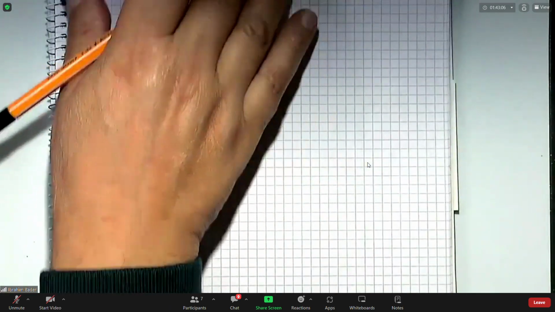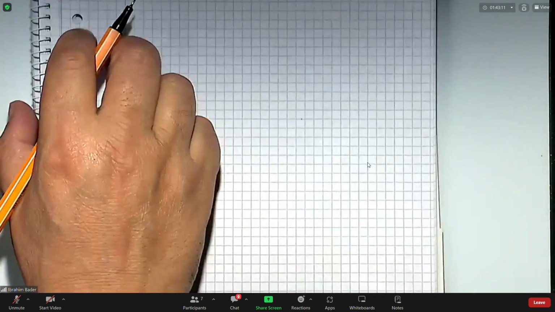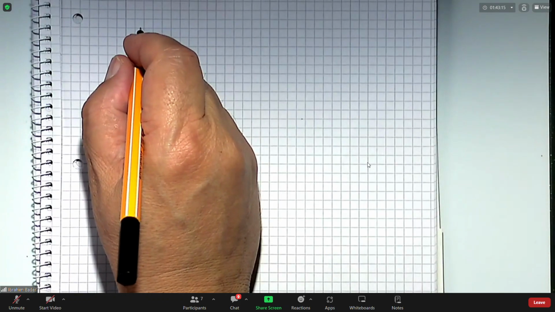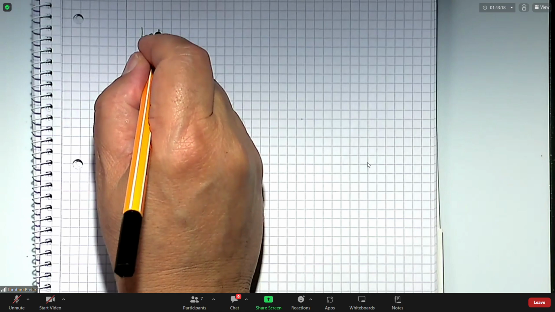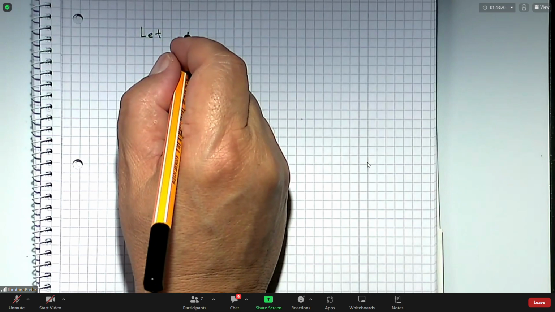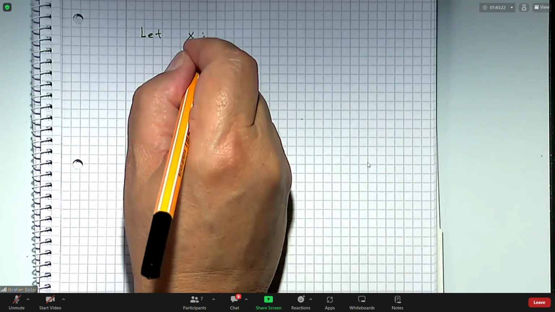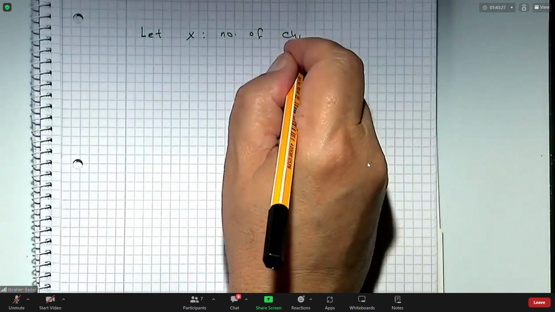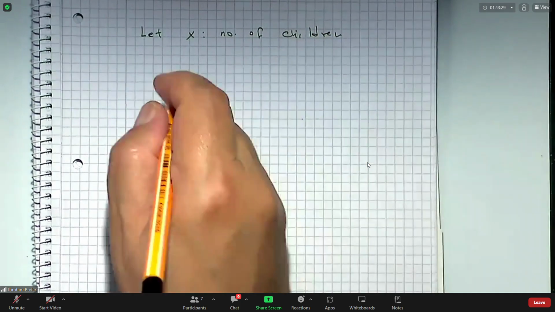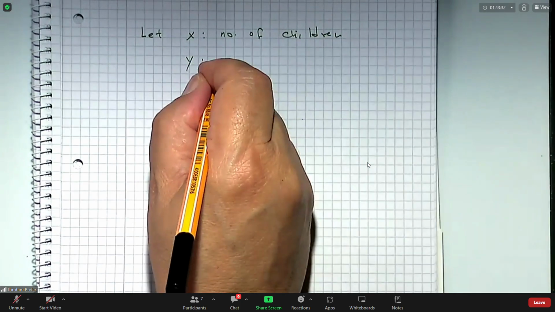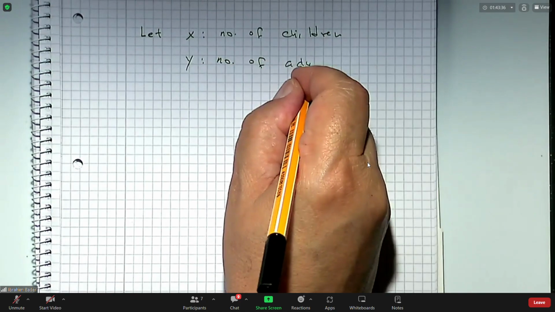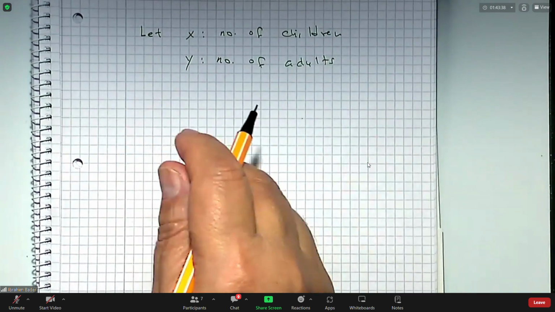So you are asked to find how many children, how many adults. You don't know. So translate this problem into symbols, right? The first thing, you assume that let X be the number of children in the group. You can take any other variable, and Y be the number of adults. Then you construct the equations.